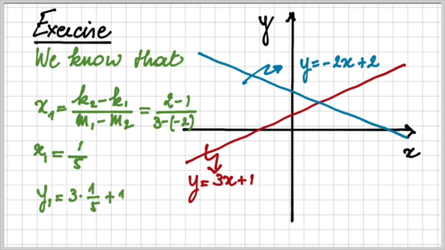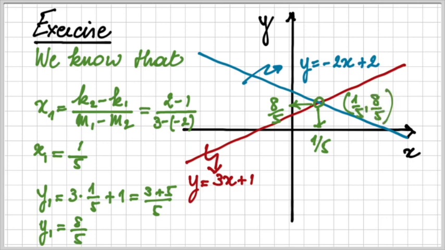Then we have y1. We have to replace x1 in this equation to find y1. y1 is 3 times 1/5 plus 1. So we've chosen the first equation. We can also choose the other equation. That wouldn't be different, but it's better to stay with the first equation and then use the second equation for the controlling. So we find that this is 3 plus 5 divided by 5, and we find that y1 is 8 divided by 5, which means that the intersection point is 1/5 and 8/5.